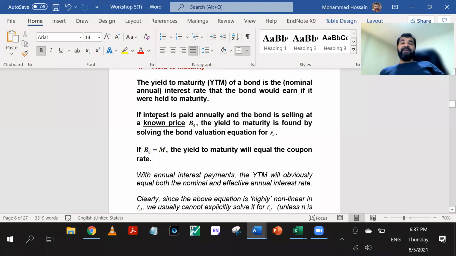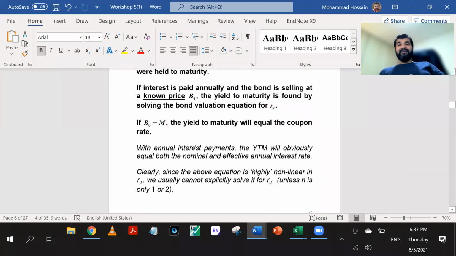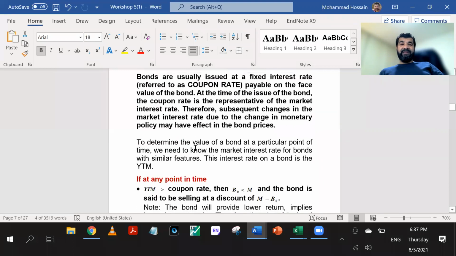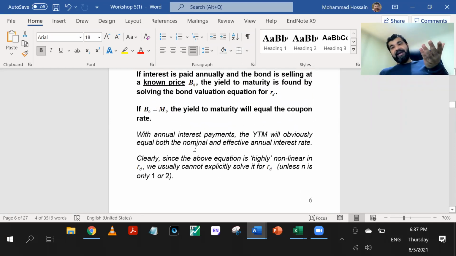Okay. If interest is paid annually, or the coupon is paid annually, and the bond is selling at a known price, B0, for example, bond 0, yield to maturity is found by solving the bond valuation equation for RD. So what is the rate of interest? That's what we're going to calculate here. How do you calculate that? You can say I, but in here we don't want to confuse it with a normal interest rate. That's why we say RD.